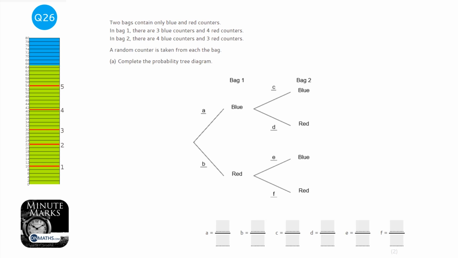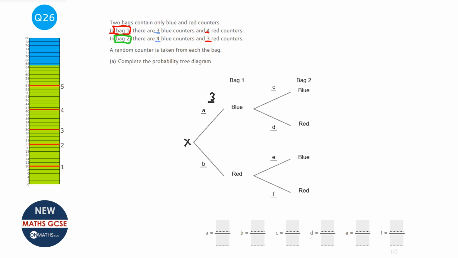Okay, so a tree diagram question, and this one says that in bag 1 there are 3 blue counters and 4 red counters, and in bag 2 there are 4 blue counters and 3 red counters. With tree diagrams we always start here and ask ourselves, in bag 1 we can either pick a blue or a red. Let's start with blue. What's the probability I pick a blue? There are 3 blues and 4 reds, so 7 in total.